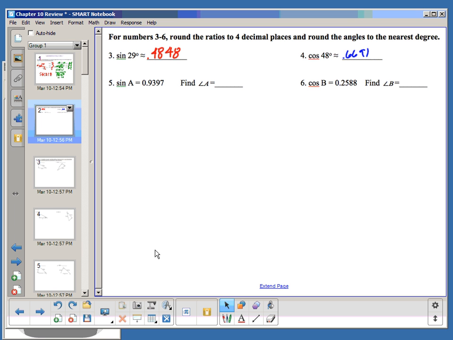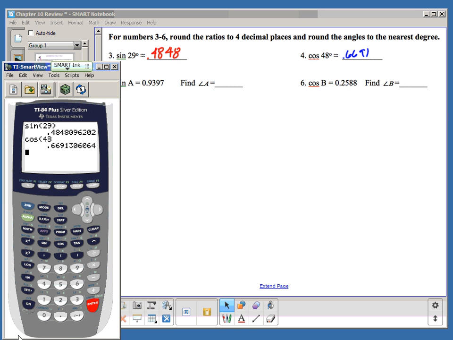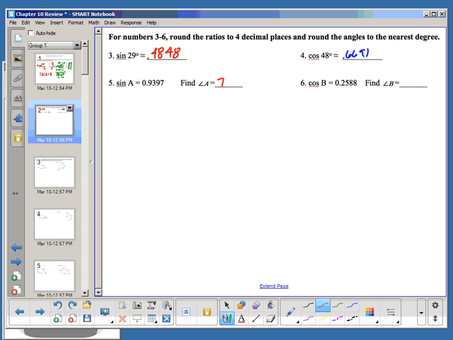And then I look at number 4 or 5, and it tells me sine of A equals 0.9397. And so you should be thinking, I don't have a degree. So to undo the sine, I need to use the inverse. So I go second sine inverse, 0.9397. And I find out that it's 70 degrees. So what that means is the ratio was 0.9397, and that corresponds to a 70-degree angle.